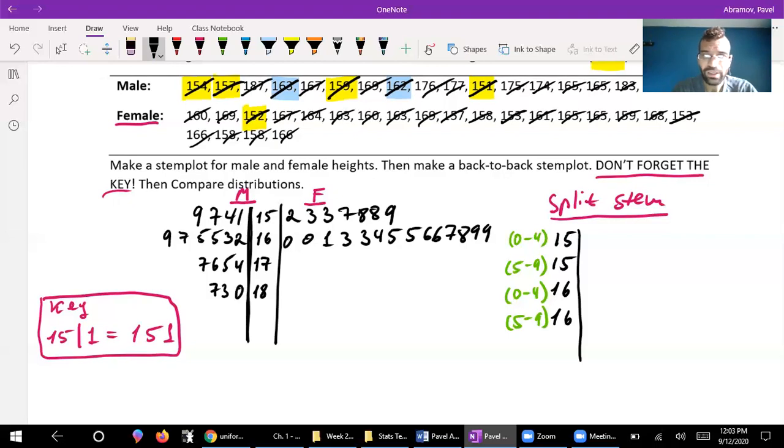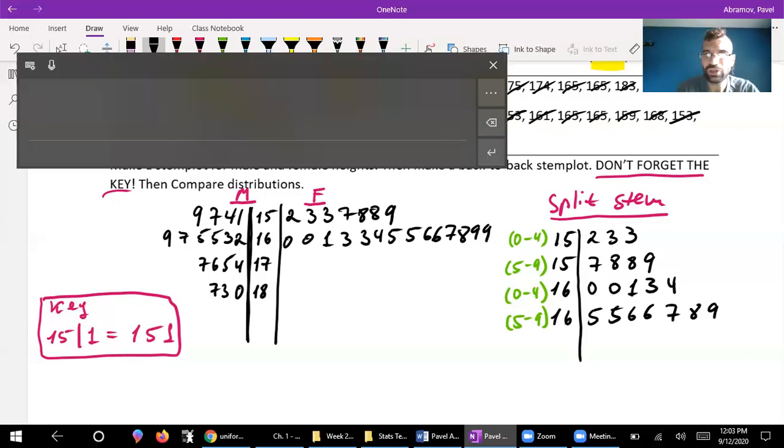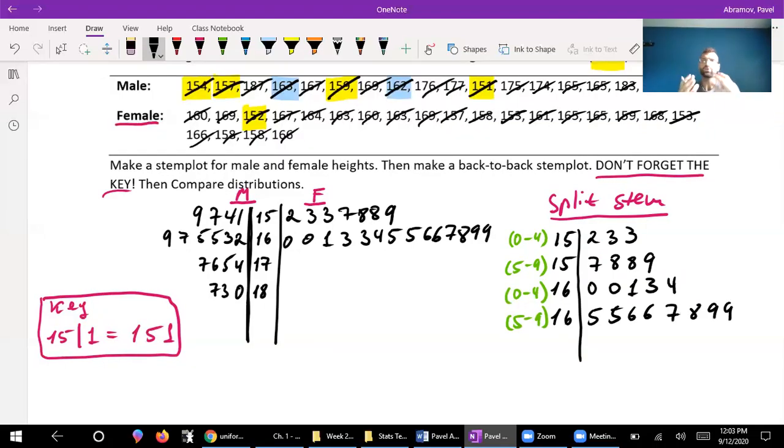So our first line will be 15, and then we have leaves at 2, 3, and 3, and then I'm skipping to the next one, which would be 7, 8, 8, and 9. And for 160, we'll have 0, 0, 1, 3, 4, and then I'm skipping to 5, 5, 6, 6, 7, 8, 9, 9. So this is clearly a nicer looking distribution than what we had earlier. I'm not going to do the same thing for the males because we get the idea here.